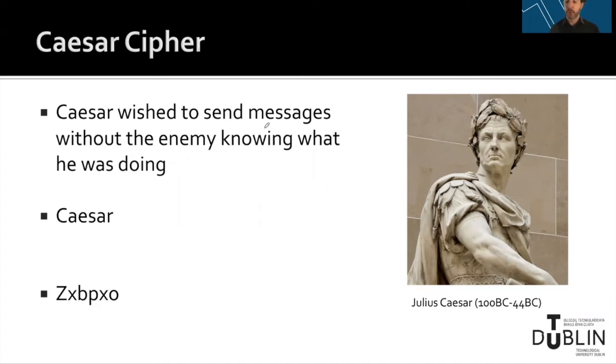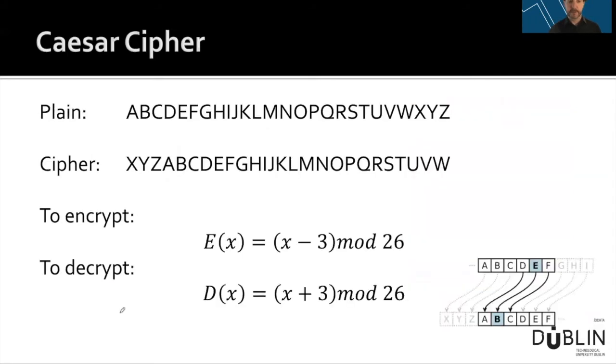So what would happen would be, he'd translate the word Caesar into ZXBPXO and send that to Rome, and they would translate it back. How would he do it? Very easily. He would say, this was the original text, the letters A to Z, and it'd be a different alphabet for Latin.